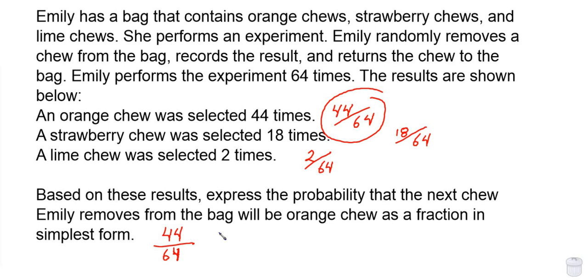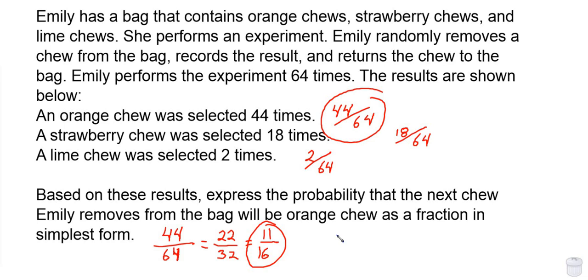Let's see, 44 divided by 2 would give me 22. 64 divided by 2 would give me 32. And oh, hey, look, I can do that again. They're still both even, so let's do that again. 22 divided by 2 would give 11. 32 divided by 2 would be 16. All right, and that's as simple as I can go. There's no number that they're both divisible by.